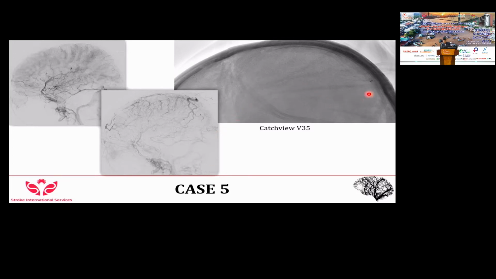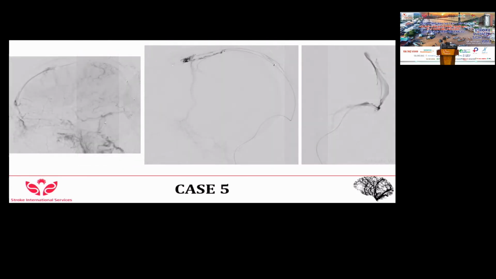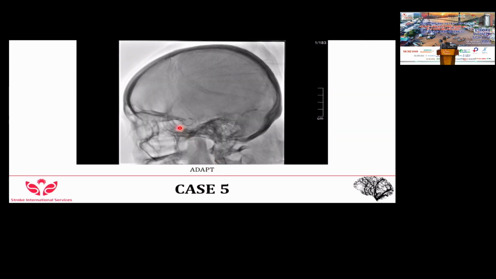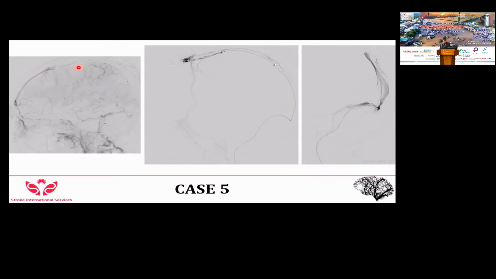And then we used thrombectomy with the Cerebral technique using the Cat View V35 with the Stent Driver and the Sophia Plus 6F. And then we used the ADAPT technique to aspirate the clot to the outside. Then you can see the partial flow in the superior sagittal sinus. The clot is still there, in the middle of the sinus.